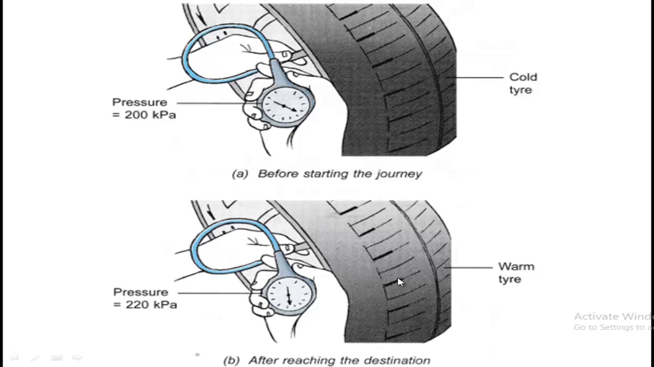Why? Because here the temperature is also increased after the journey due to continuous friction of the tire on the road. Due to continuous rubbing of the tire on the road, the temperature is increased, and for this the inside air pressure of the tire is also increased. So here we can easily observe the implementation of Gay-Lussac's law. That means pressure is directly related to the temperature.